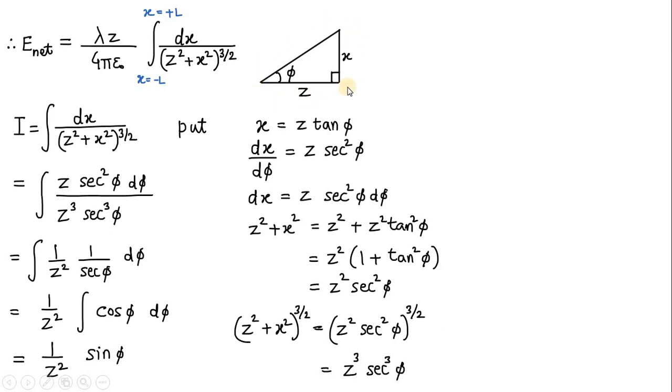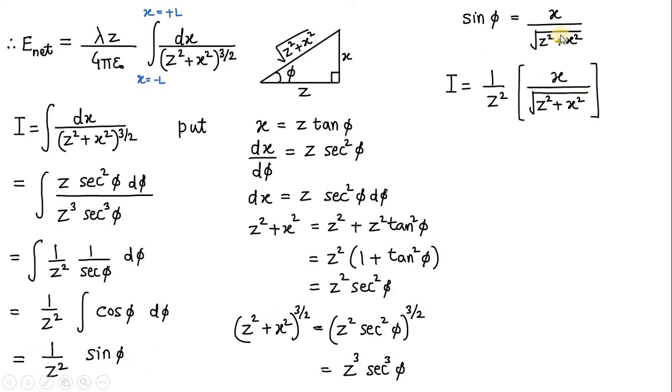In this triangle, how can you find sin phi? Sin phi means opposite side by hypotenuse. This hypotenuse is root of z square plus x square. So we can write sin phi is the opposite side x upon the hypotenuse root z square plus x square. Substitute here, we will get this integration I, which becomes 1 upon z square sin phi. Good. Finally, we are now returning back here.